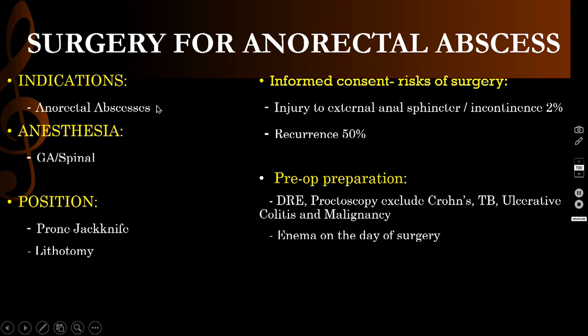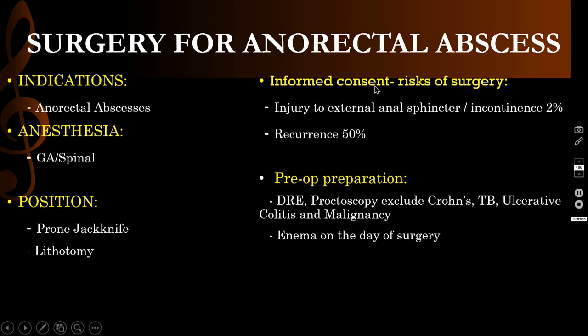So surgery for anorectal abscess, what is the indication? If there are the two varieties, we have to do surgery. In the deep-seated abscess, usually we drain it under ultrasound or CT guidance, either aspiration or tube drain. So the indication is anorectal abscess. Anesthesia we can give either GA or spinal. Position is prone jackknife or lithotomy.